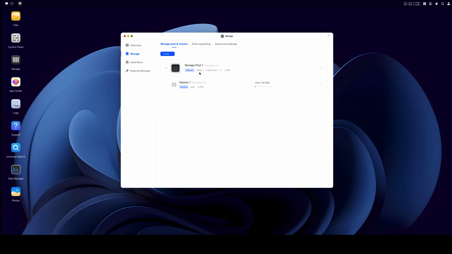I've got mine set up as a RAID 1 configuration, which basically means every time I write a file to it, it gets saved to both drives simultaneously, meaning should one of those drives ever fail, it's always backed up to the other one as well, which is super important.